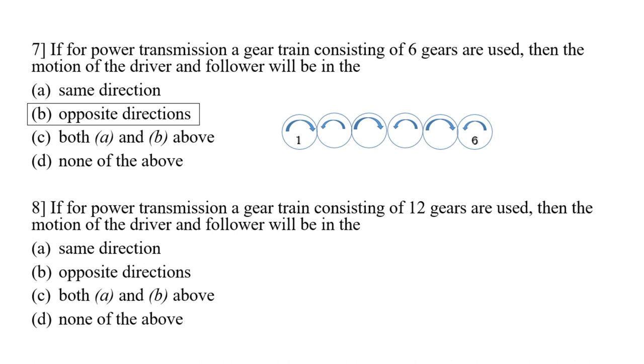That we will observe in the next question. So the eighth question is: if for power transmission a gear train consisting of 12 gears is used, then the motion of driver and follower will be. As previously in the seventh question we have seen, if an even number of gears are there, just like 12 or 6, the driver and follower direction will be opposite.